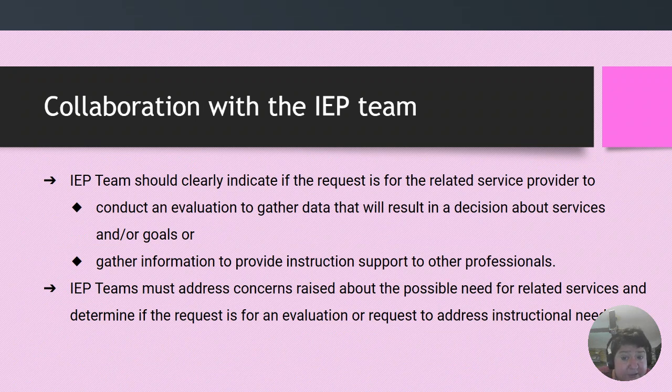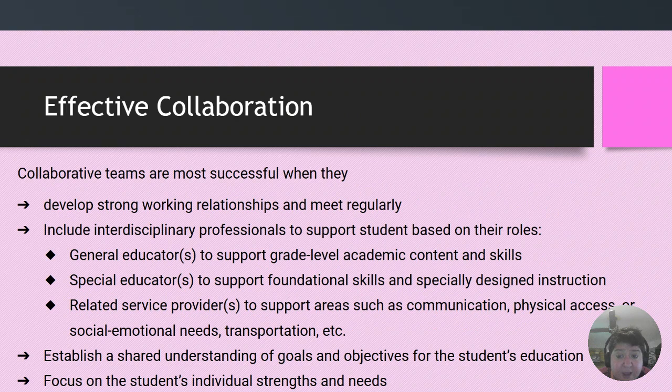Collaboration between the IEP team is crucial, and the IEP team should clearly indicate if the request is for the related service provider to conduct an evaluation to gather data, or gather information to provide instruction. IEP teams must address concerns raised about the possible need for related services and determine if the request is for an evaluation or a request to address instructional needs.